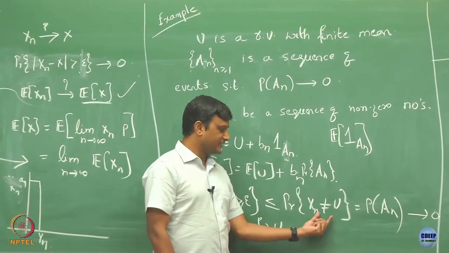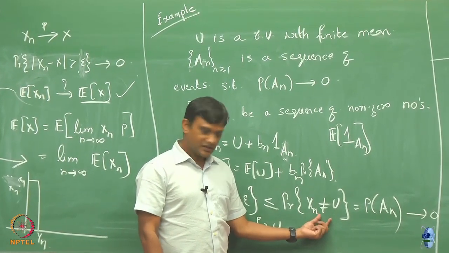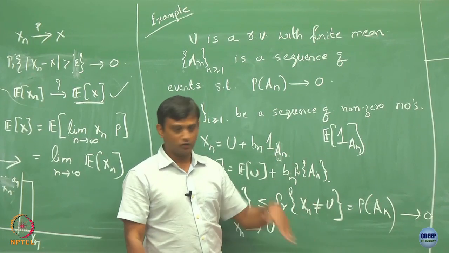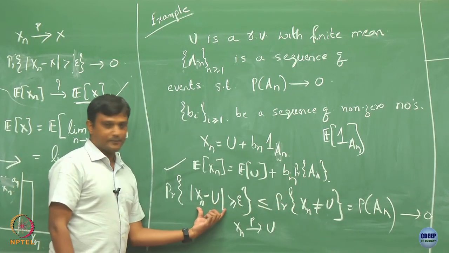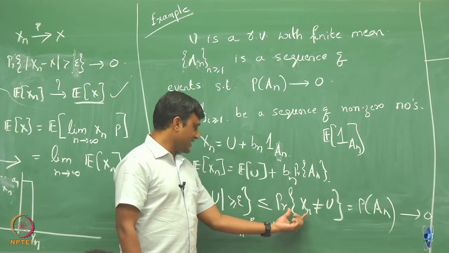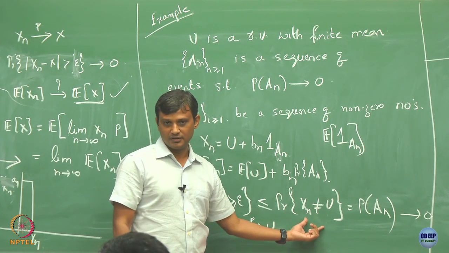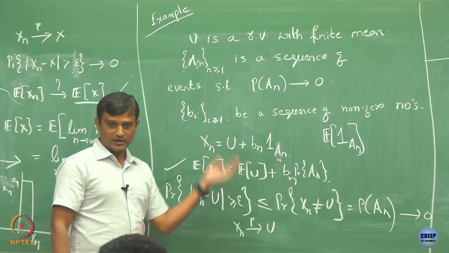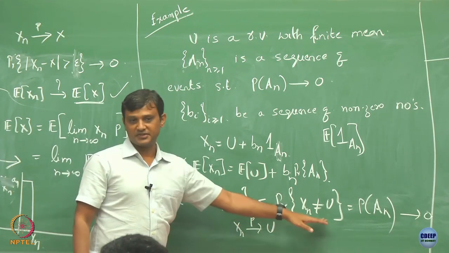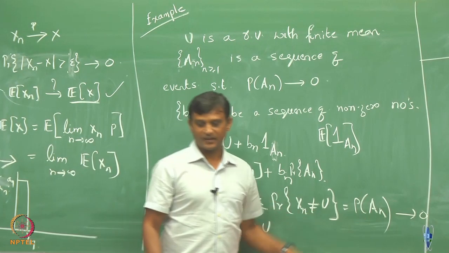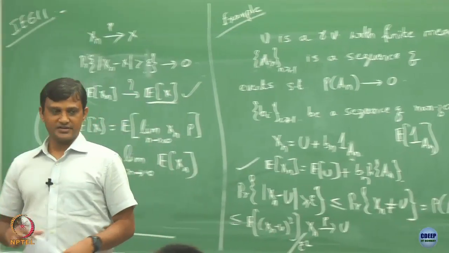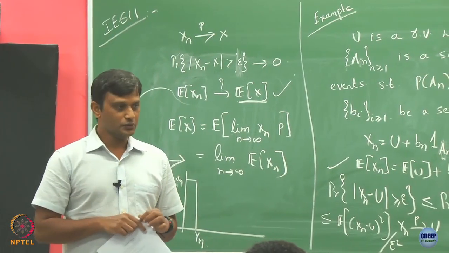Let's look at this event, Xn not equal to U. That means the difference between them is not 0. It is other than 0, it could be positive or negative. When you look at the absolute value, the difference is going to be greater than 0. All you are asking is whether this difference is greater than 0. That could be greater than 0, greater than epsilon, or much more than that. So this event is going to be a subset of this event, and that is why I am going to get an upper bound.